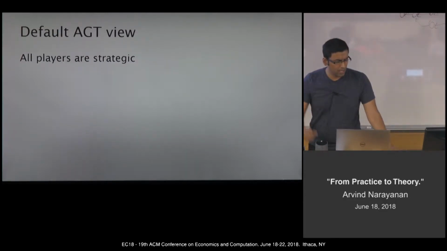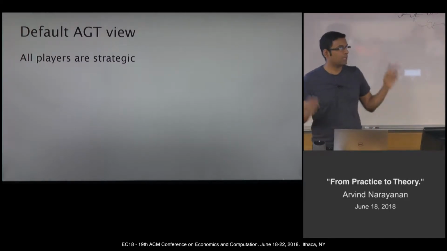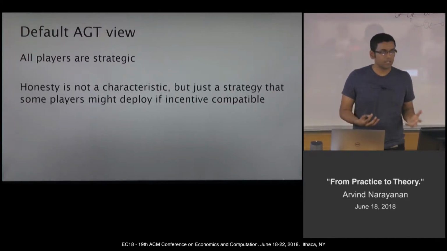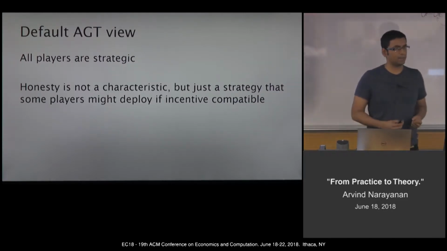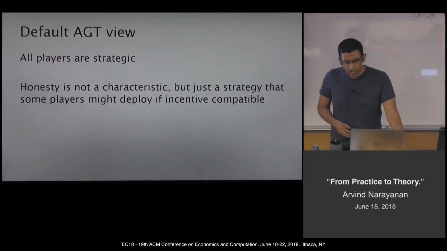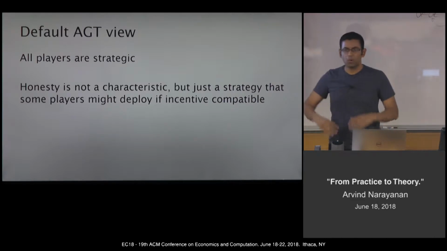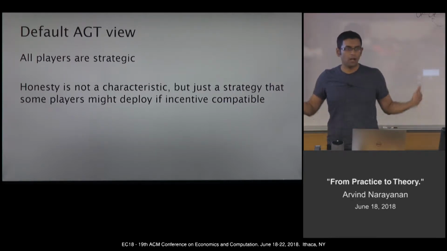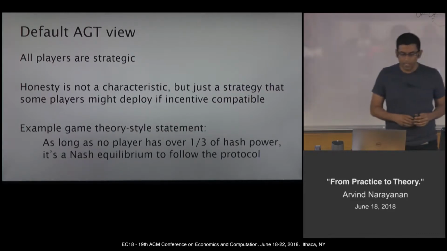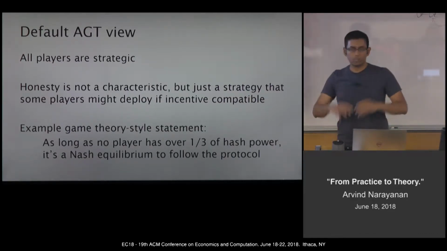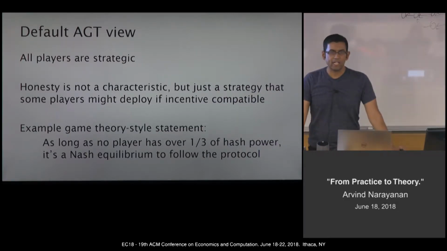So of course, just to recap, the default view in AGT is that all players are strategic, and to the extent that anybody is honest, it's not because it's a characteristic of the player, but simply that it's a strategy that they choose to adopt at a certain time because it happens to be incentive compatible. This notion of a Byzantine adversary, though, that's a little bit harder to model in AGT. I think it requires some sort of universal quantification over a large universe of strategies. And an example of a game theory style statement might be that as long as no player has more than some large fraction of the total hash power, we might hope to prove that it's a Nash equilibrium to follow the protocol.